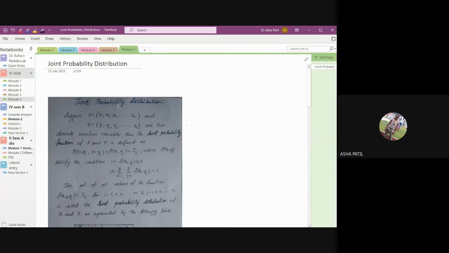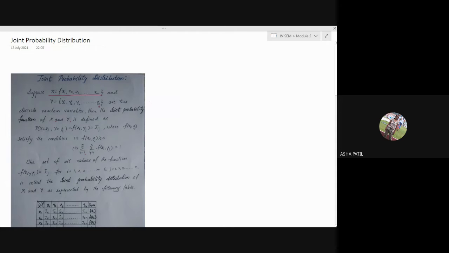So, joint probability distribution. The other day we have seen the definition. The probability distribution involving two random variables we call the joint probability distribution. Here x will be taking the values from x1 to xm and y will be taking the values from y1 to yn. The joint probability distribution is discrete because x will take finite values from x1 to xm. Similarly, y will take the values from y1 to yn.